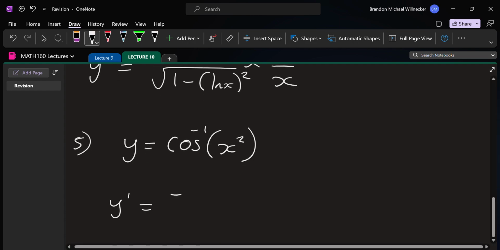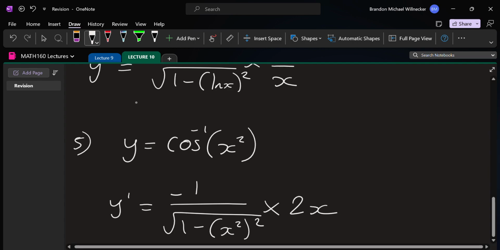So y prime, that's going to be minus 1 over root 1 minus x squared squared. Again, if it was just cos inverse, it would be x squared. But since we've got that inside function, we need to put the inside function there. You can simplify that to x to the 4, but this shows how we're substituting. But in your notes, if you want to simplify, that's fine. Times the derivative of the inside function, that's the derivative of x squared, that's going to be 2x.